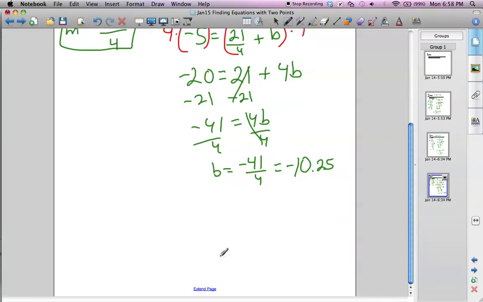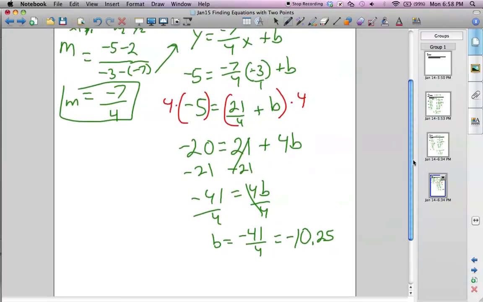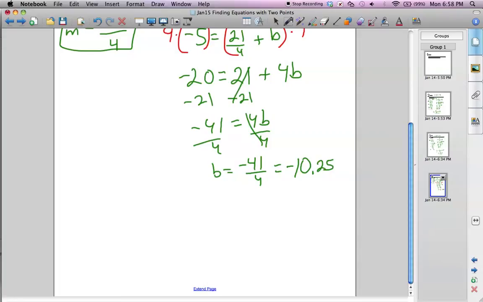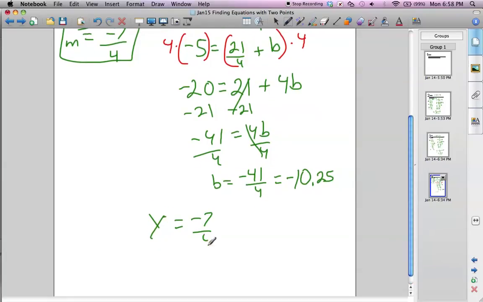You should never write the slope as a decimal, but we can write the y-intercept as a decimal because it will be easier for graphing purposes. So the final equation of this line is y equals, so that slope again, negative 7/4 x minus 10.25.